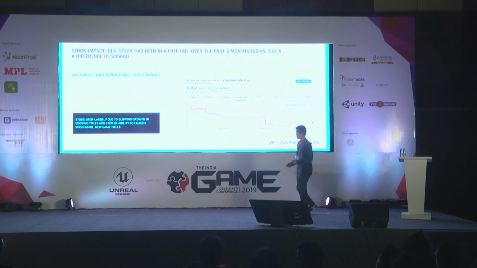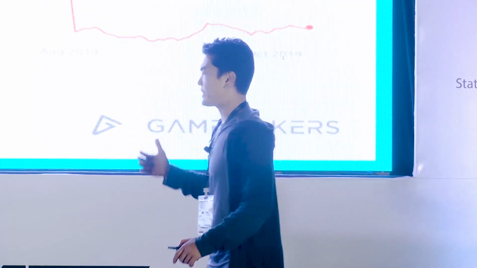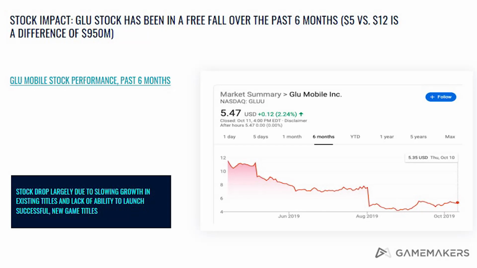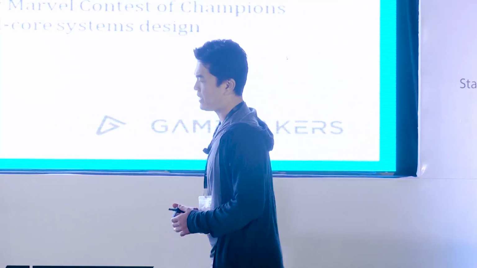When we look at Glu, apologies to the Glu folks here in the audience, but the stock price has been sort of in a free fall, right? And the argument I make is that there are certainly other factors at play, but one of the biggest has been that Glu has not been able to successfully commercialize a lot of their new games and the games that they have in soft launch. If we were to take the stock price today from 6 months ago, that difference is about $1 billion, right?